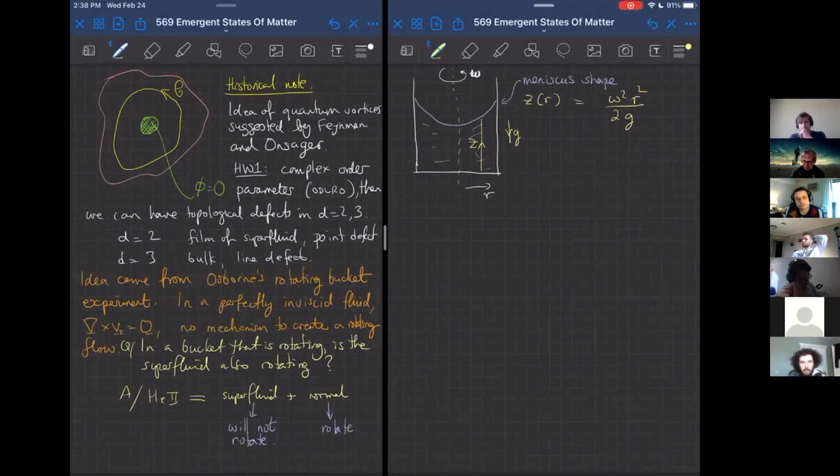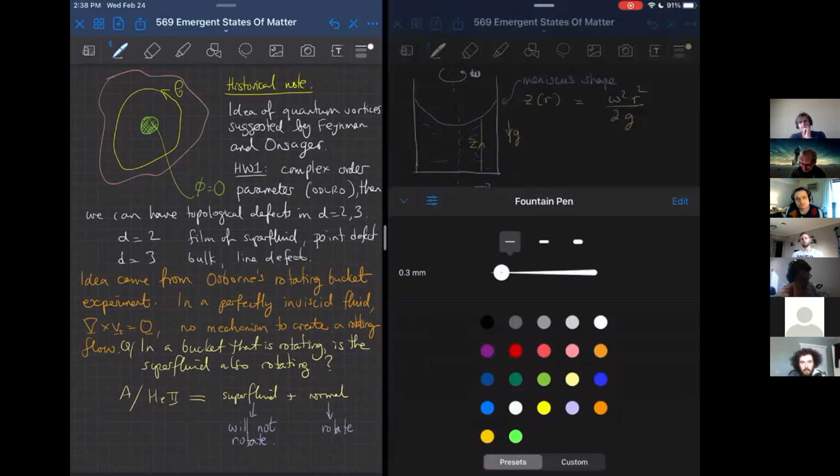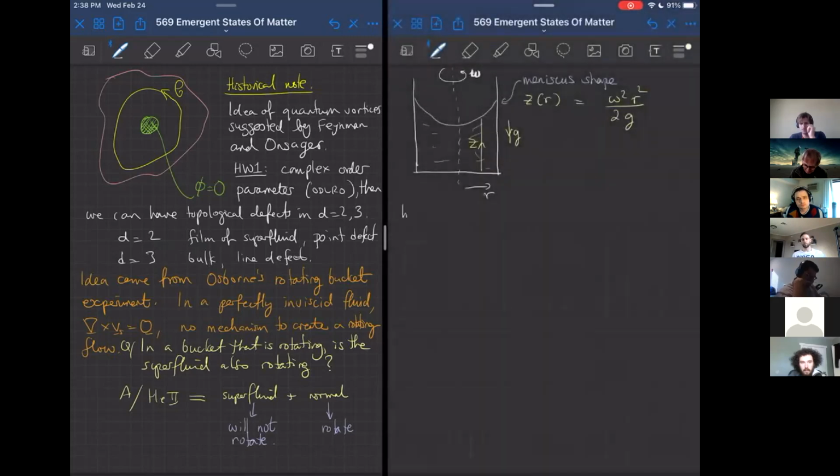And so what would happen in superfluid helium? So in helium 2, this won't happen quite like this, because only the normal component is rotating and not the superfluid component. So what you'd expect, so this is for a regular fluid. So in helium 2, what you would expect is only a fraction of the fluid is rotating.